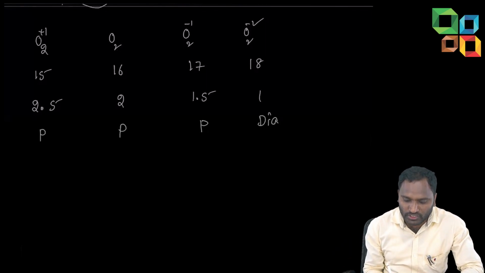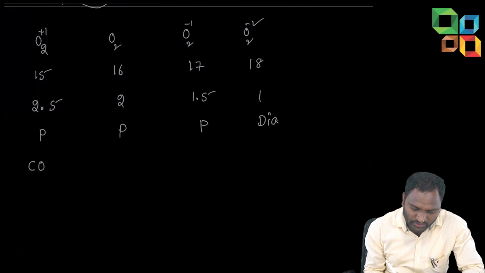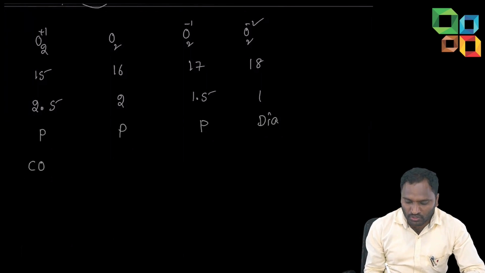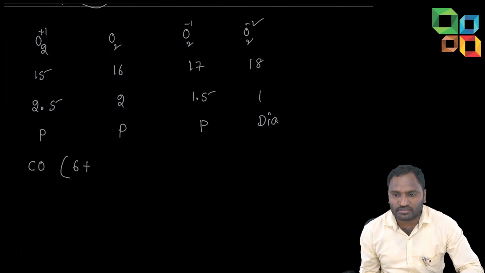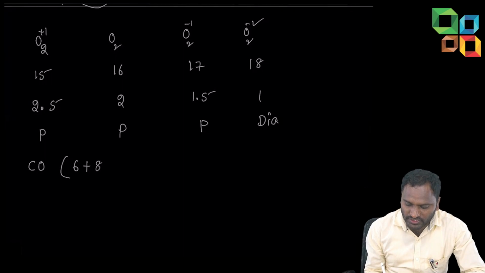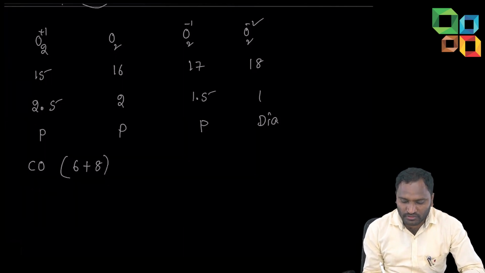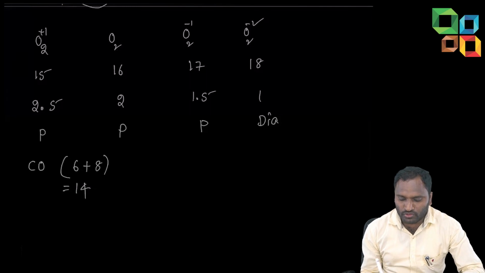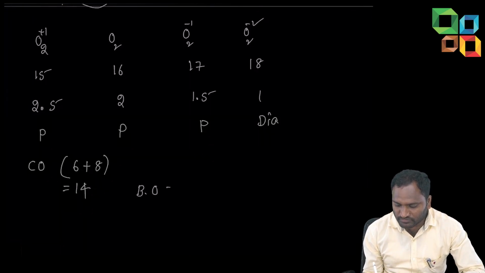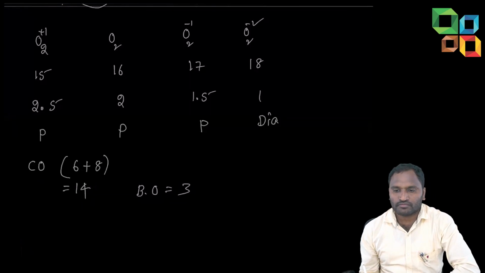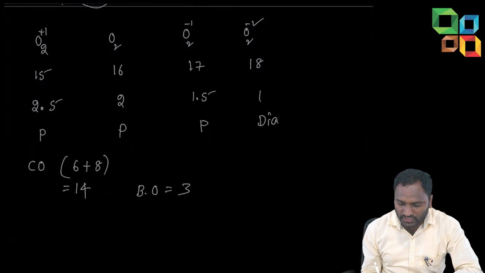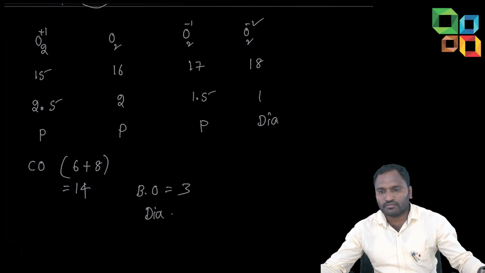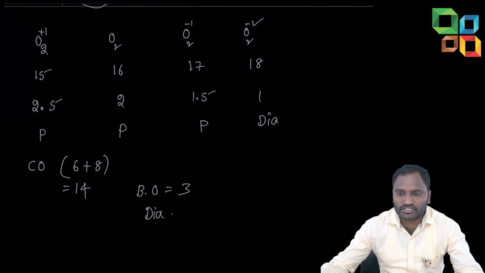Even for heteroatomic molecules you can apply this. CO is there, carbon monoxide. How to take the number of electrons? Carbon contains 6 electrons since its atomic number is 6. Oxygen contains 8 electrons since its atomic number is 8. So total 14. 14 electrons means bond order is 3. Bond order is 3, and for 14 electrons the magnetic nature is diamagnetic. Clear, students? Any doubt in this?